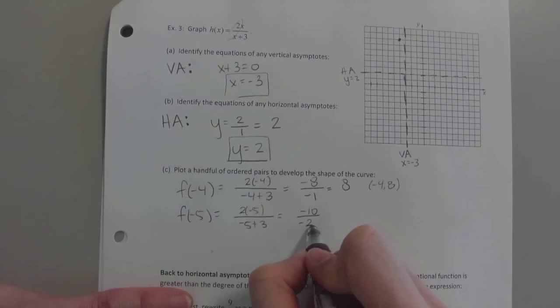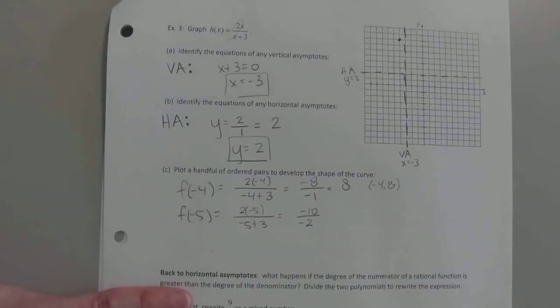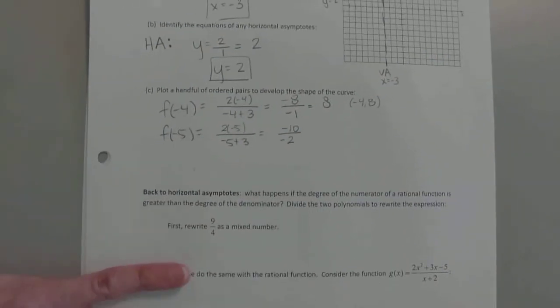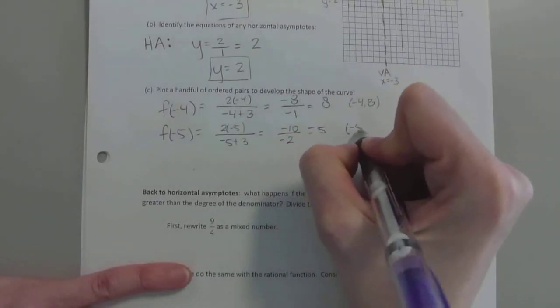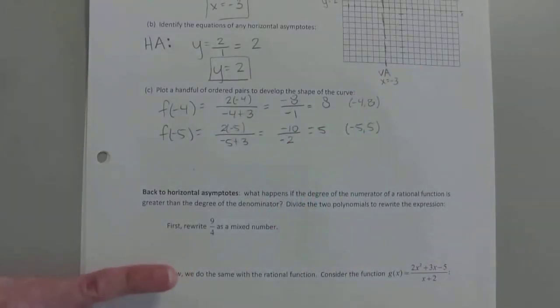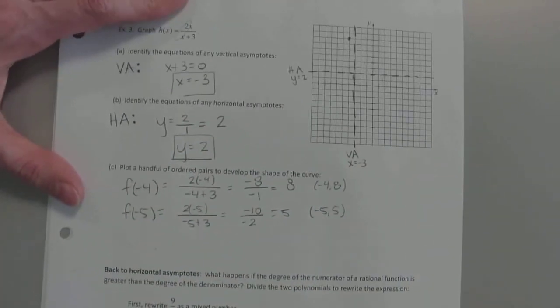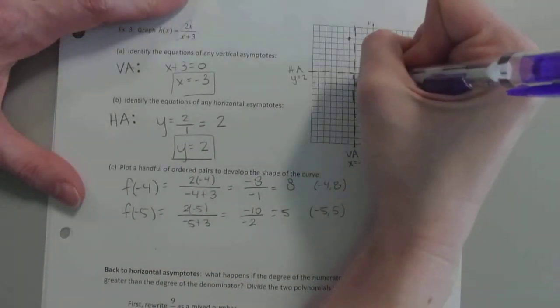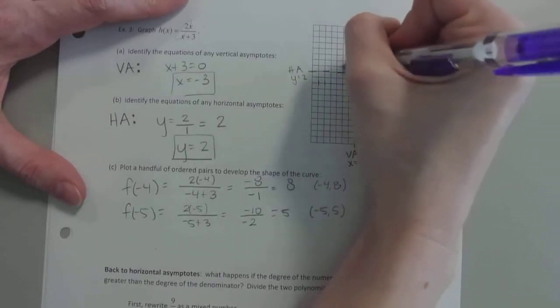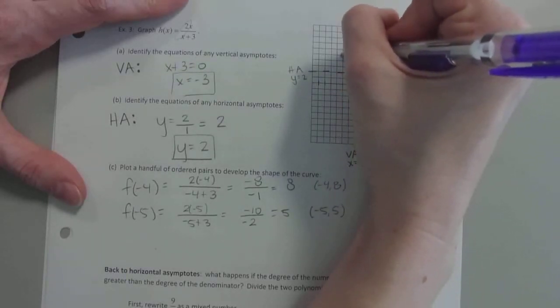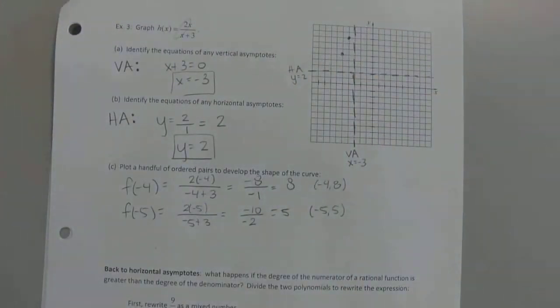We're going to do the same thing. 2 times -5 over -5 plus 3. Well, what's 2 times 5? 10, so we'll have -10 down there. Is that okay? And then what's -5 plus 3? -2. What's the negative divided by a negative? Positive. So what's 10 divided by 2? 5. So what's our ordered pair? -5, 5.